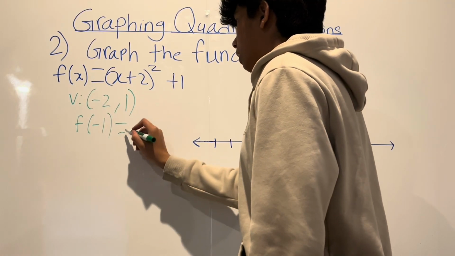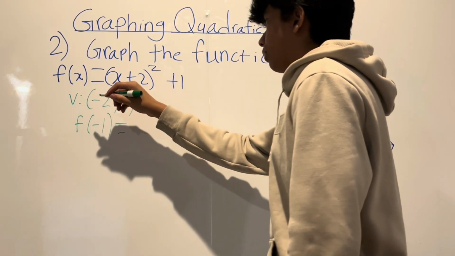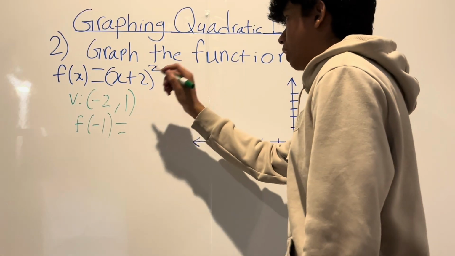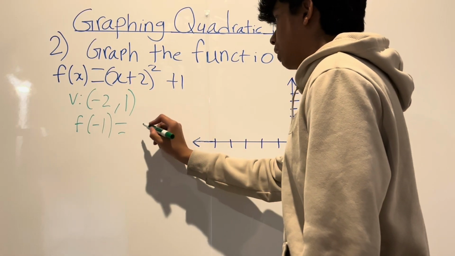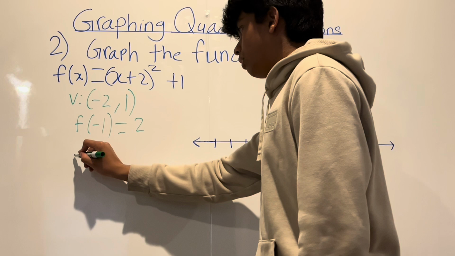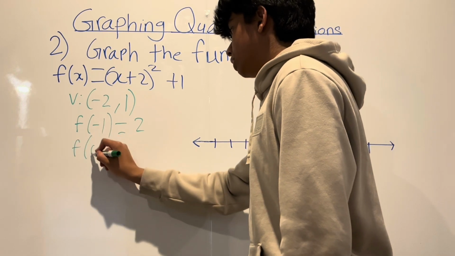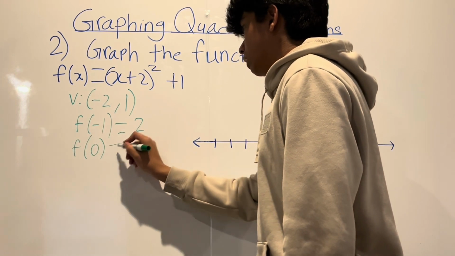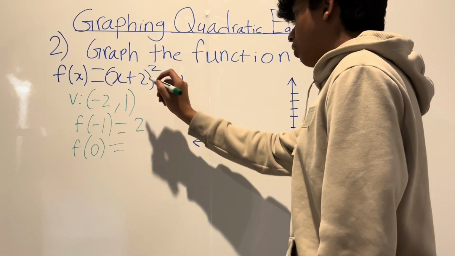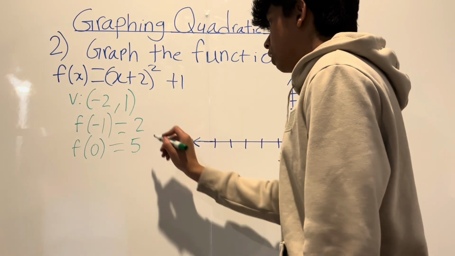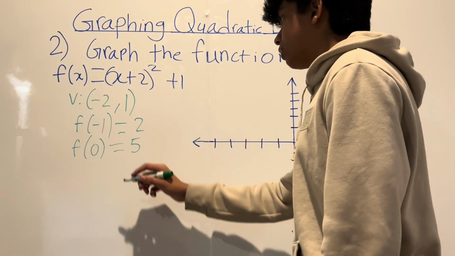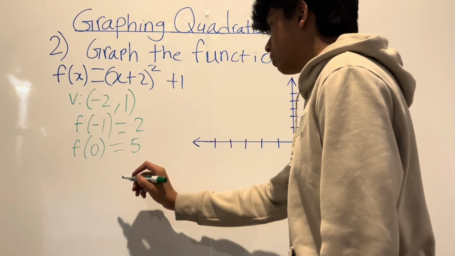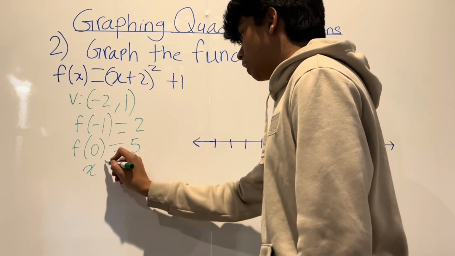And if you plug negative 1 in here, you're going to get negative 1 plus 2 is 1, and 1 squared is again 1, and 1 plus 1 is 2. So now, if you do f of 0, this is going to equal 2 squared, which is 4, plus 1 is 5. So now we have our points for the right side, which means we also have our points for the left side. So let's draw our table.